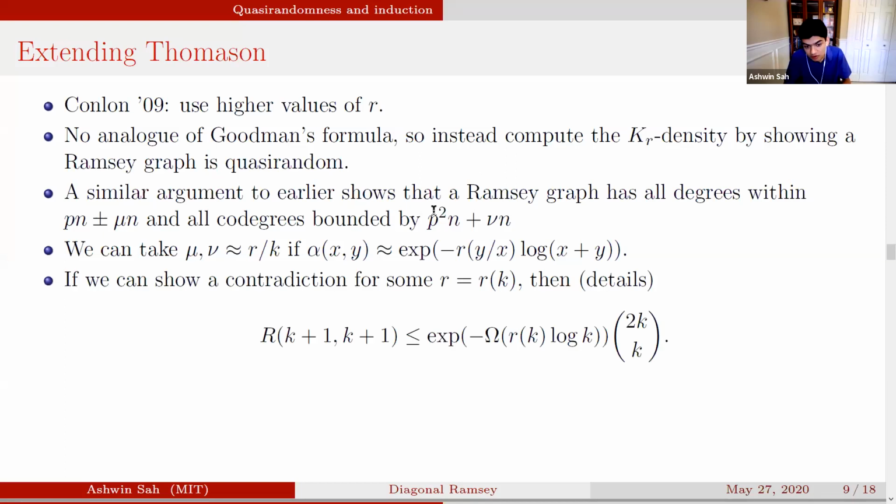Supposing for some value r of alpha that we can show a contradiction, supposing that using this function alpha, not only do we have a Ramsey graph, but a Ramsey graph whose degrees are pretty regular and whose co-degrees are pretty regular, or at least upper bounded with this quality. If in that graph we can find a contradiction to the property, then, and there are some technical considerations that I'm going to gloss over, you get a bound for the diagonal Ramsey numbers with an upper bound of the form e to the negative r log k times this 2k choose k behavior.